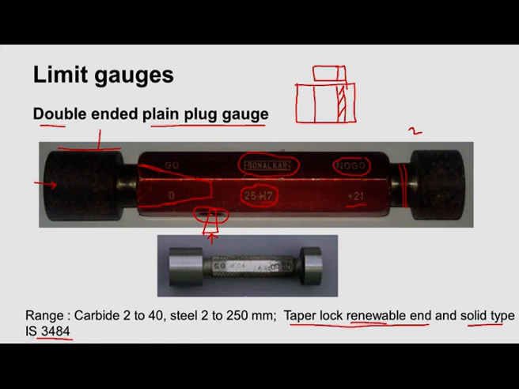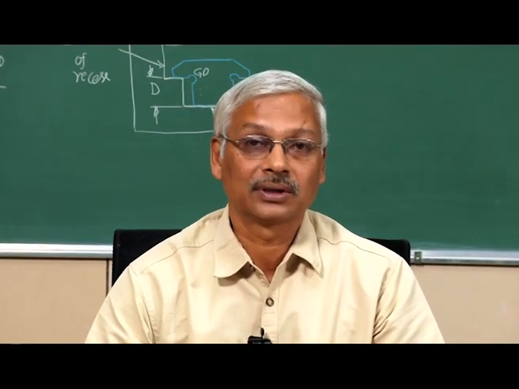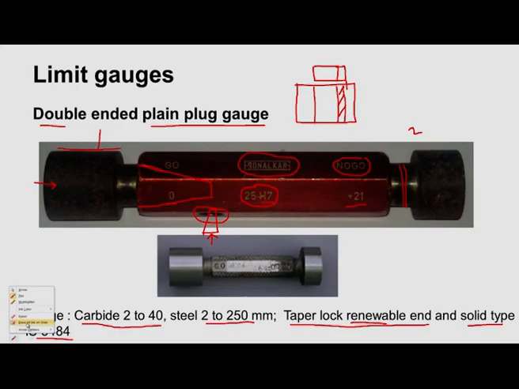And what is the range of availability? If they are carbide coated or carbide gauges, then the range is from 2 millimeter to 40 millimeter. If it is hardened steel, gauges are available from 2 millimeter to 250 millimeter diameter. Also, if there is a special requirement, they can be built as per the customer's requirement.